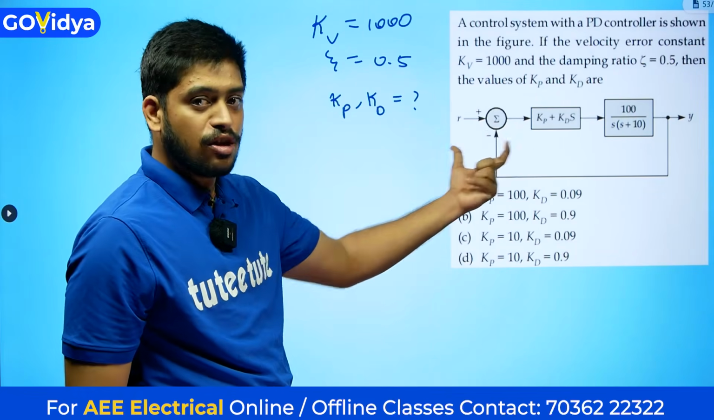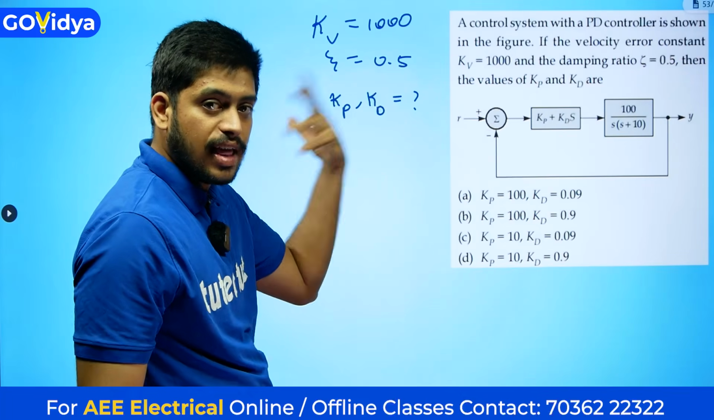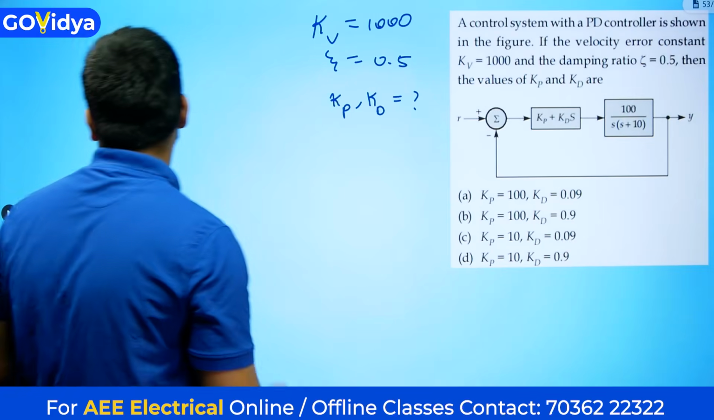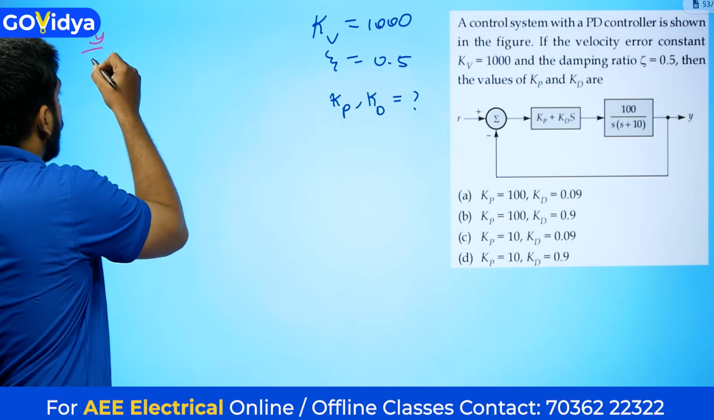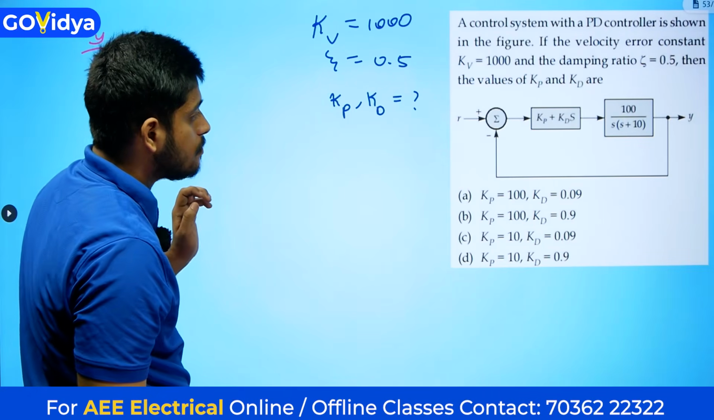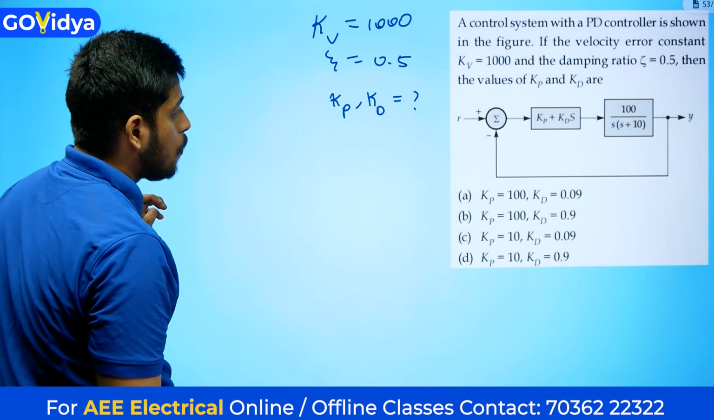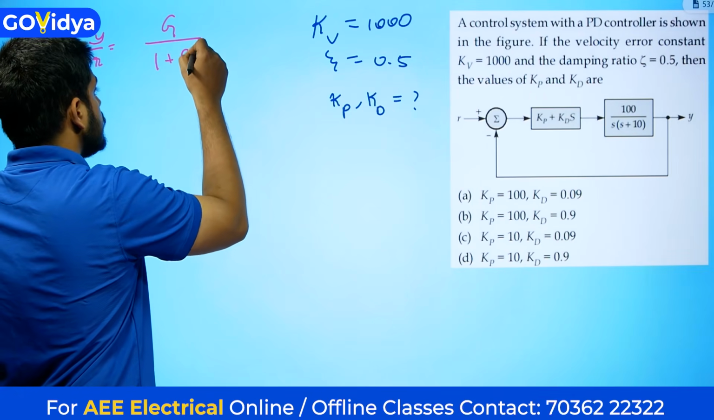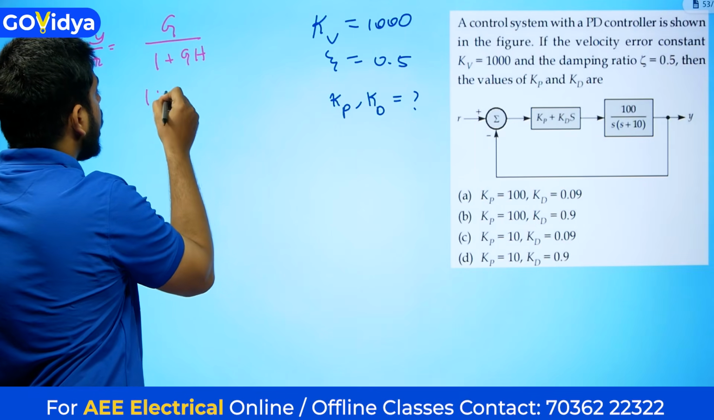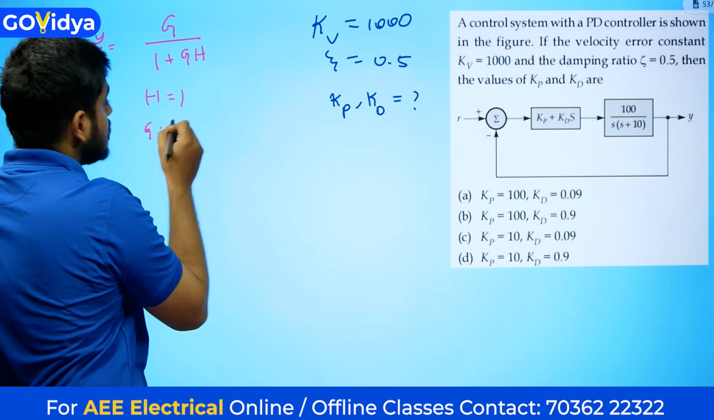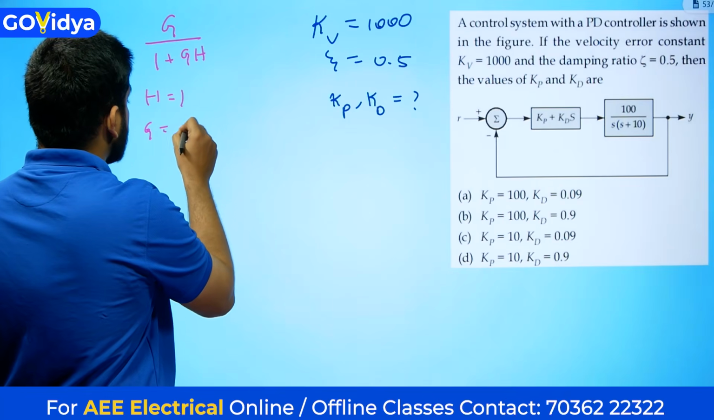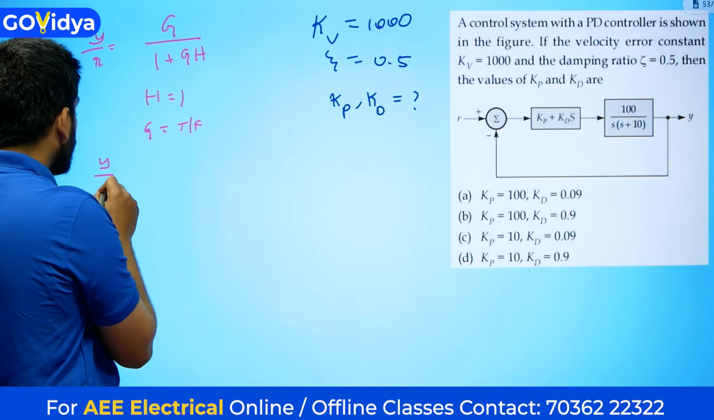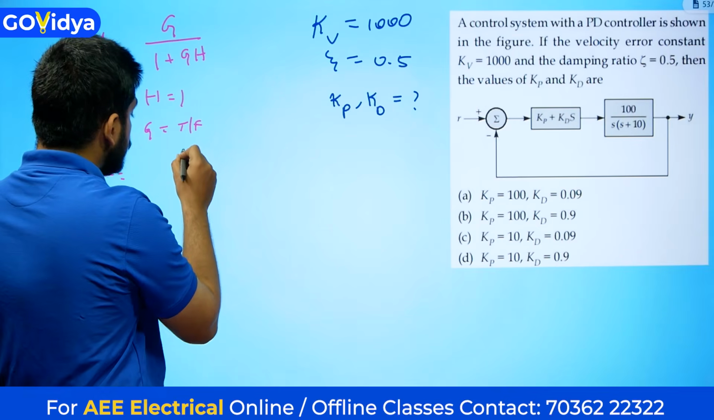First, let us resolve this system into Y by R form. We will resolve this feedback and find the transfer function. So Y by R is equal to G by 1 plus GH. Here my H is 1, and G is that whole transfer function in the system. We'll write it directly in the equation. Y by R equals, what is my G?